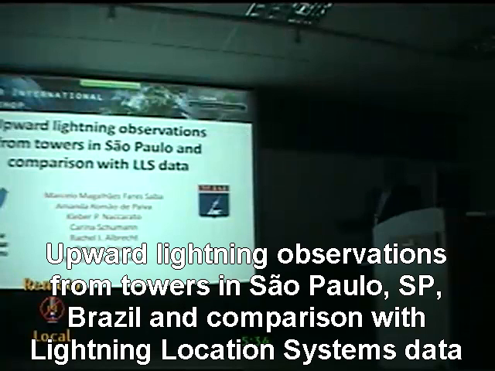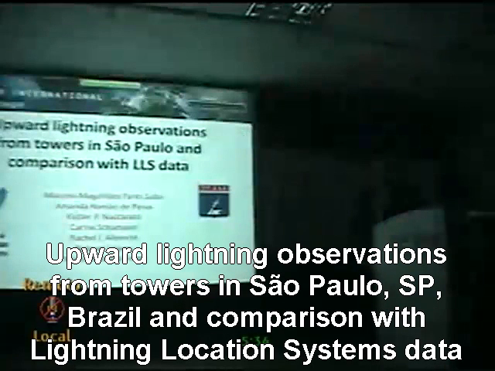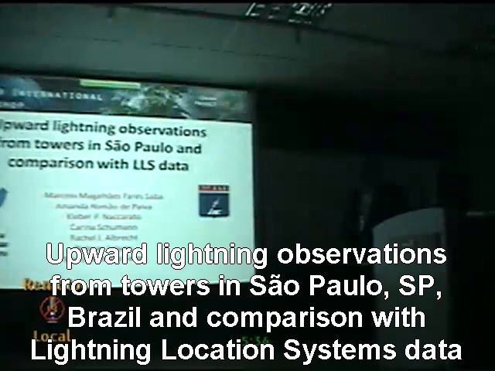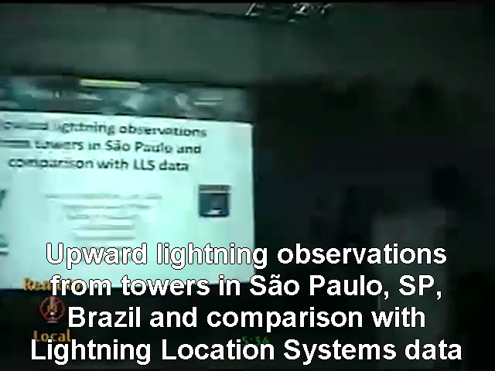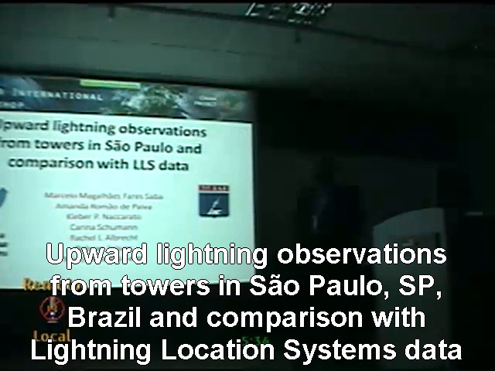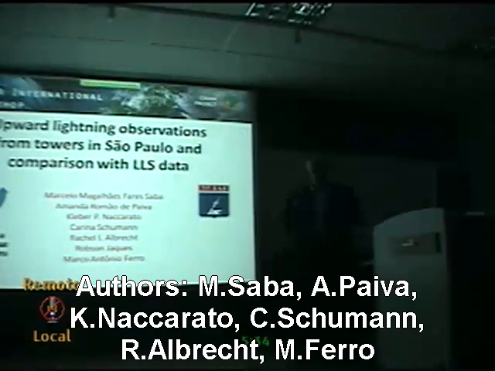I'm going to talk about the lightning location system analysis of upward lightning flashes. It's the first time we do some analysis of this type. We had a lot of analysis regarding cloud-to-ground flashes, but that's the first time we're going to check what lightning location systems say about upward flashes.